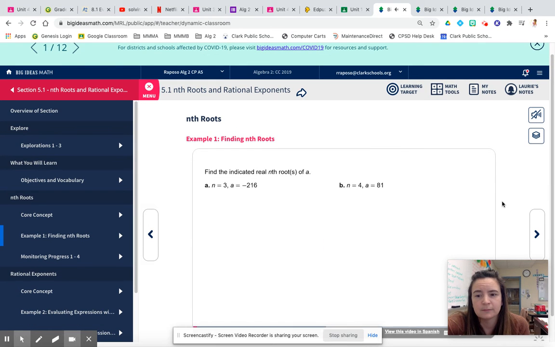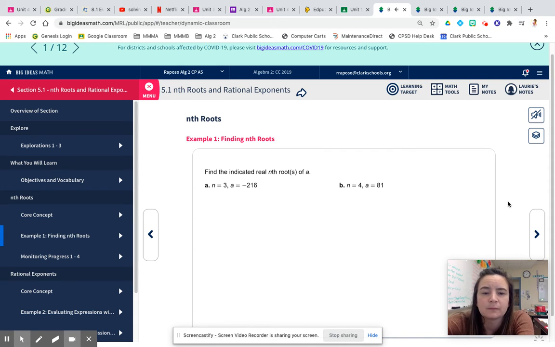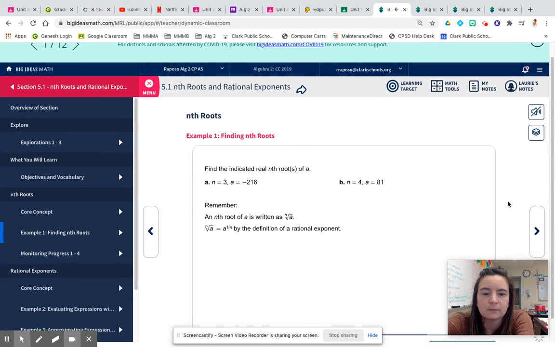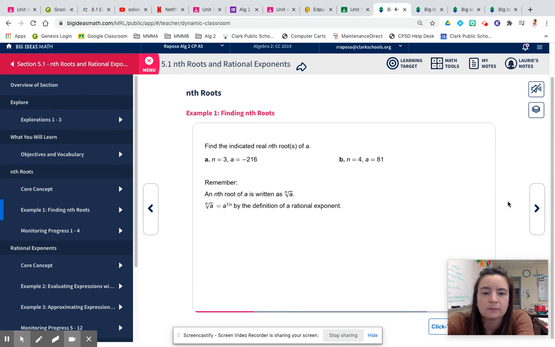Find the indicated real nth roots of A. Part A, n equals 3, A equals negative 216. Part B, n equals 4, A equals 81. Remember, an nth root of A is written as the nth root of A. The nth root of A equals A to the 1/nth power by the definition of a rational exponent.